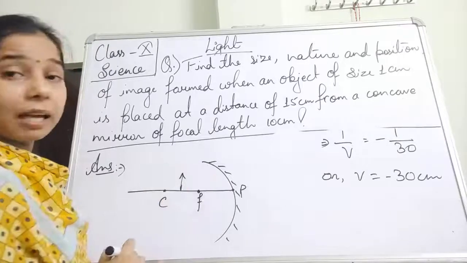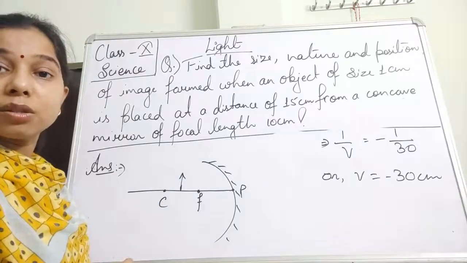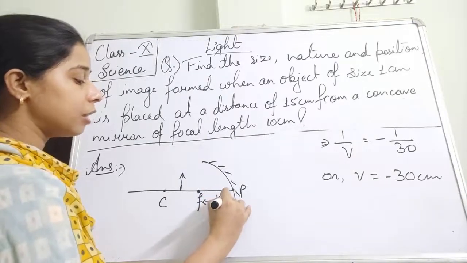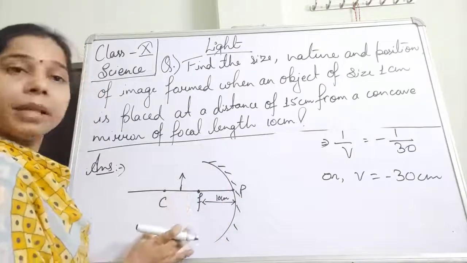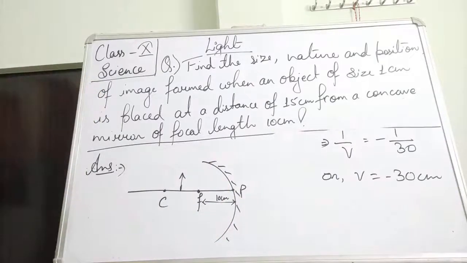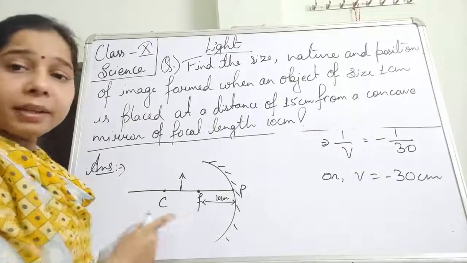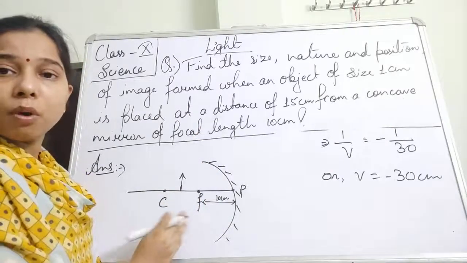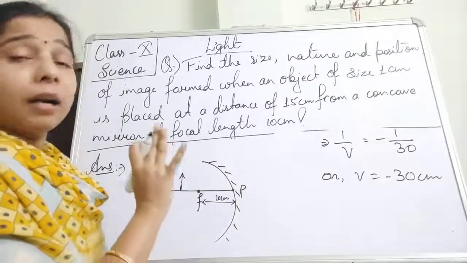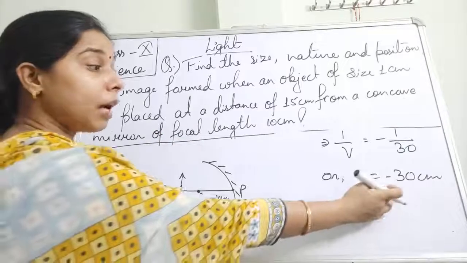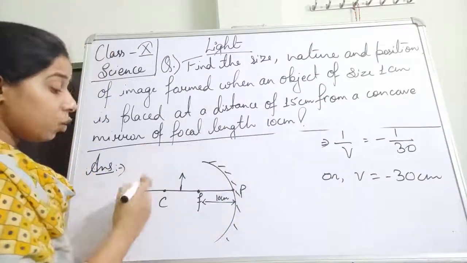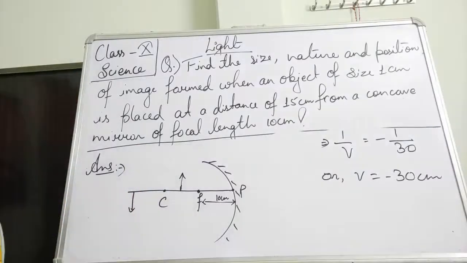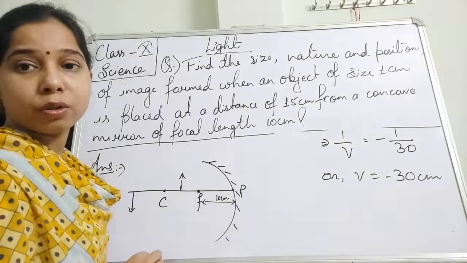So the object is kept between the focal length and the center of curvature. Obviously, if the distance from the pole to the focus is 10 centimeter, then just double will be that of the center of curvature. Okay, so just double will be the center of curvature, that is at 20. So if it is at 15, it means it is kept between focus and center of curvature. And the image distance which came out will be at 30 centimeters. So obviously it will be beyond the center of curvature, students. Okay. So the image will be formed beyond the center of curvature.